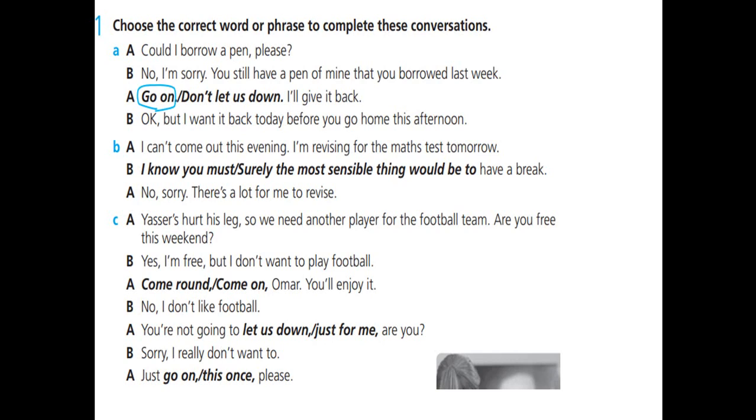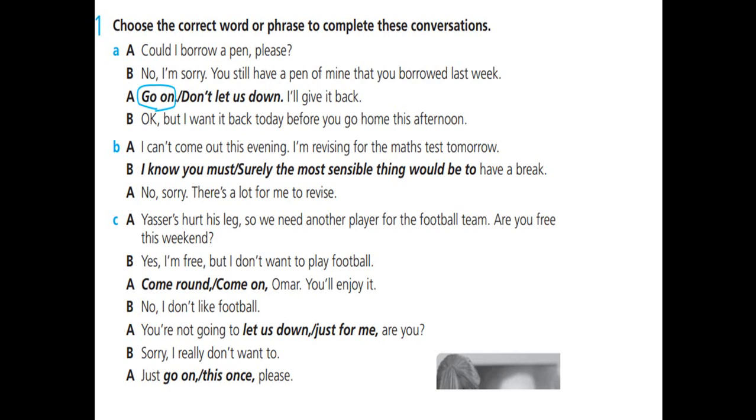A. Could I borrow a pen, please? B. No, I'm sorry. You still have a pen of mine that you borrowed last week. A. Go on, I'll give it back. B. Okay, but I want it back today, before you go home this afternoon.